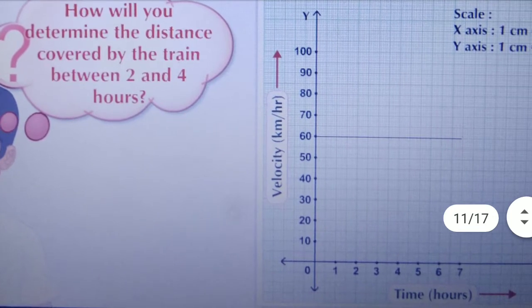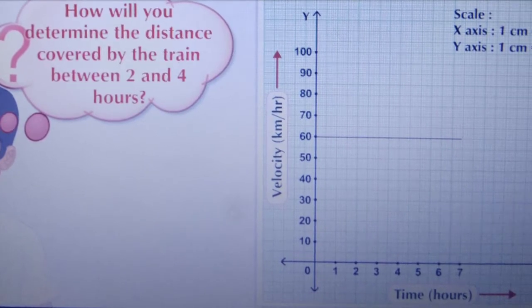On the x-axis, time is shown, and on the y-axis, velocity is shown. As time goes on increasing, the velocity remains the same, which is given as 60 km per hour. Velocity on the y-axis is given in km per hour, and time in hours is given on the x-axis. That is, a train is moving with a uniform velocity of 60 km per hour for a total of 5 hours. It is given in the example.